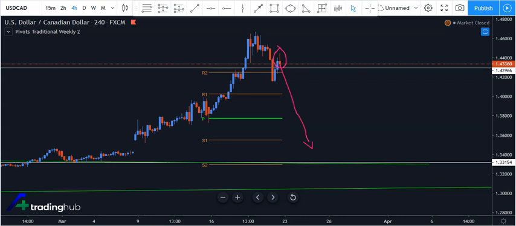But we can still see price push a little bit, tag this top to form a double top, then drop down to S1. So we are bearish for this week on USD CAD. I'm more interested in selling USD CAD.